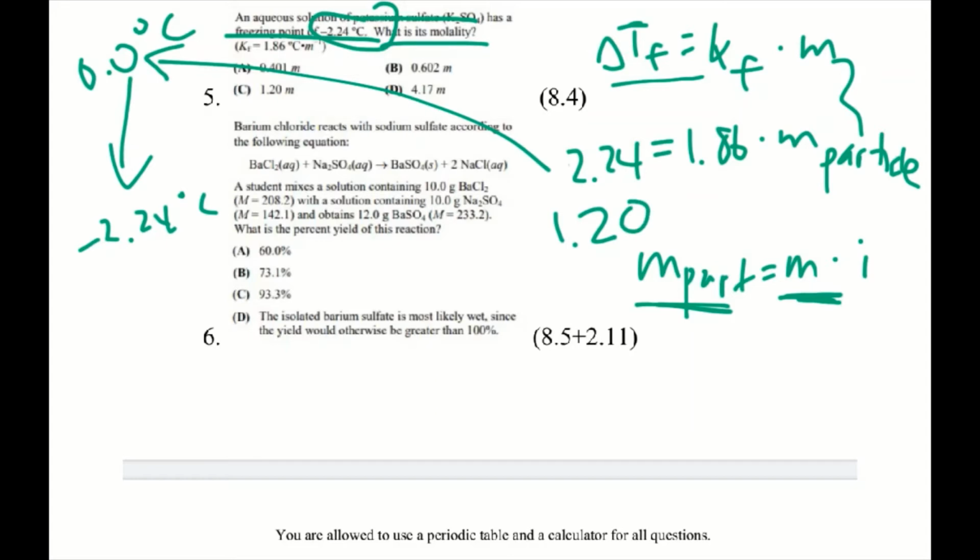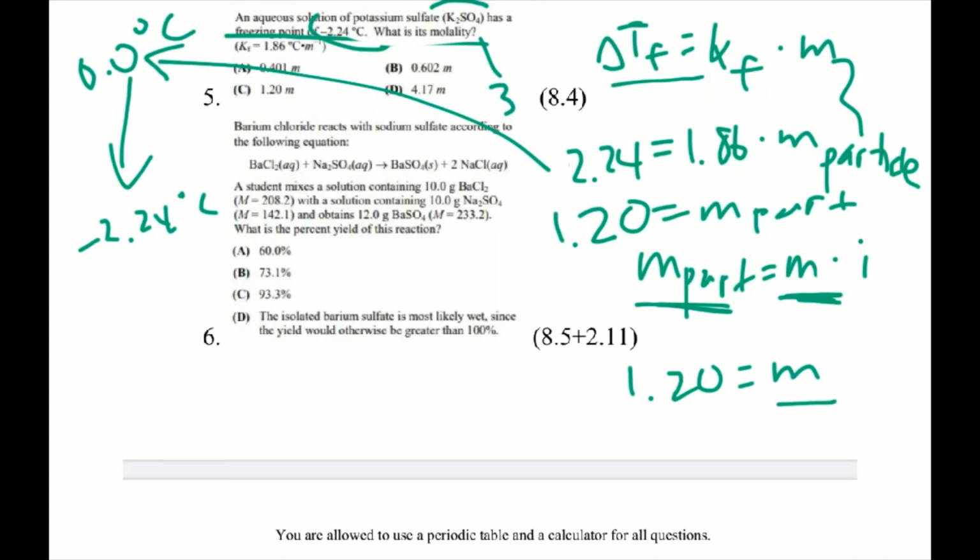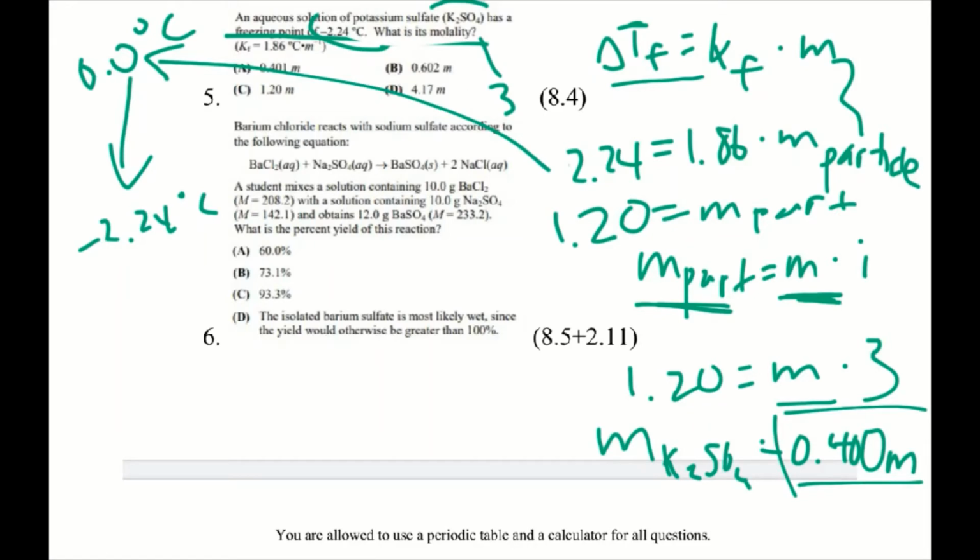1.20 is equal to the molality of the particles, but we know that the molality of the particles, 1.20, is equal to the molality of the potassium sulfate times the i value of it. Now we assume that everything is ideal, so the ideal i value of potassium sulfate will be actually 3. So 1.20 equals the molality of K2SO4 times 3. And we get that the molality of K2SO4, so let me write that, is equal to about 0.400 molal. So the answer that is closest is A, and it's off by 0.001 due to rounding.